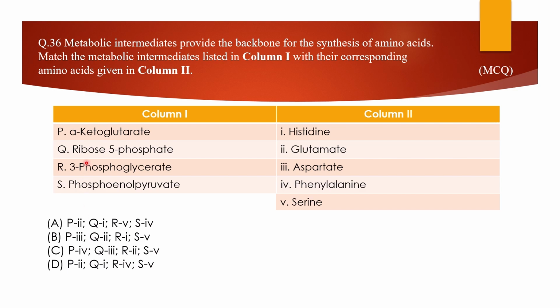Q1, that is ribose biphosphate forms histidine. R5, that is 3-phosphoglycerate forms serine. S4, that is phosphoenol pyruvate forms phenylalanine. Let's move to the next question. I'll mark the answer, that is option A. Let's move to the next question.